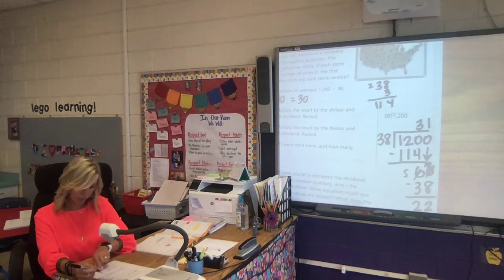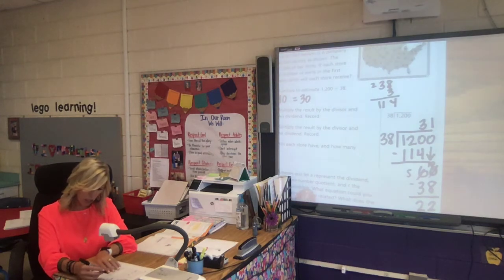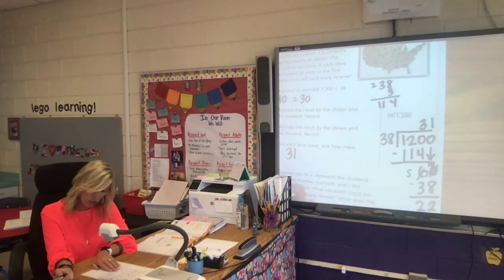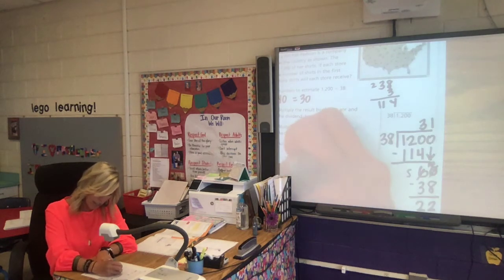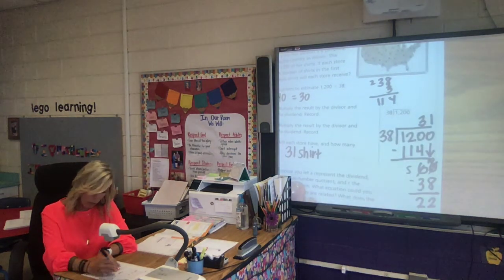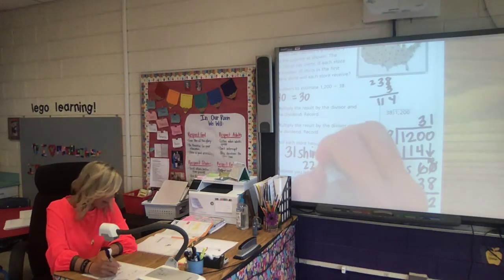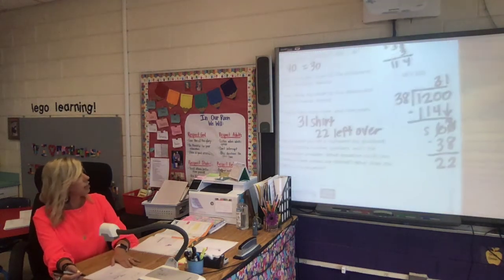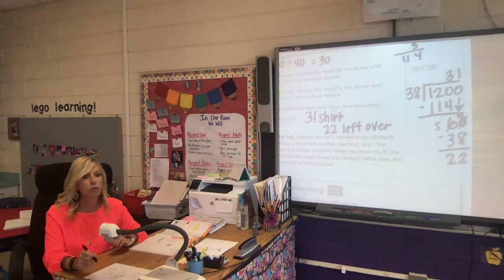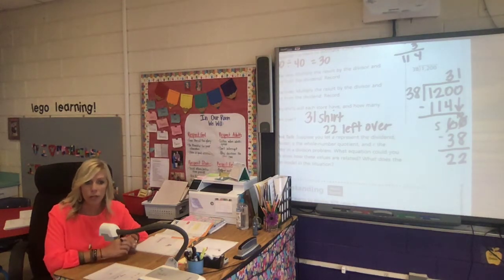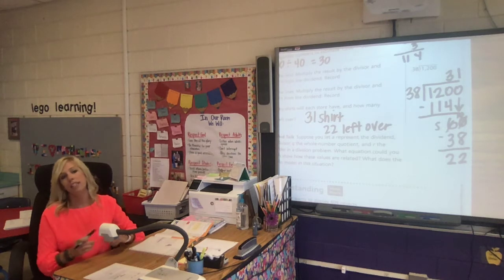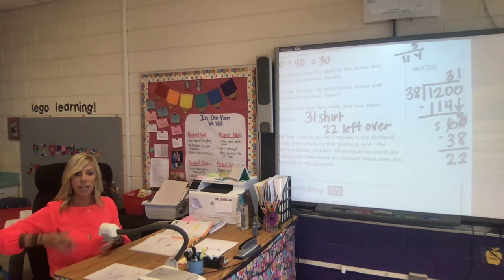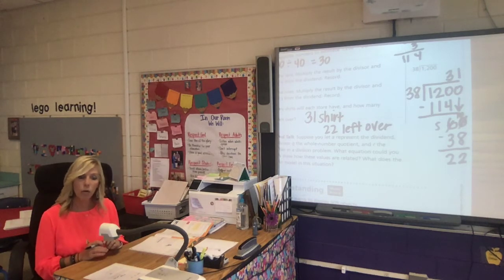It says how many shirts will each store have? Each store will have 31 shirts, but there will be 22 left over. So every store is not going to get 31 remainder 22. That wouldn't make sense. It means equally they all get 31. I have 22 shirts that I just couldn't put somewhere equally.